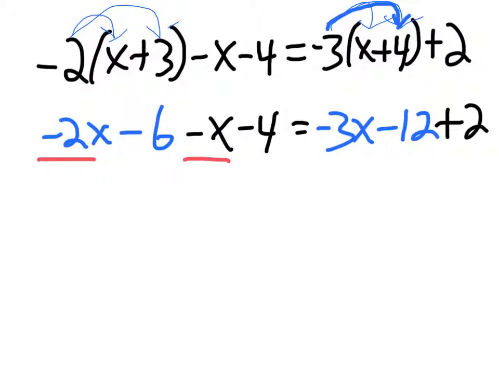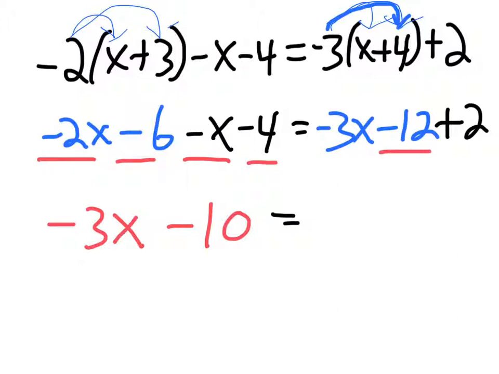These guys are alike. That's going to combine to make -3x, because -2 subtracted by 1 makes -3. And then these combine to make -10. And then over on the right side, the only like terms we can combine is -12 plus 2. That makes a -10. Because you had $12 in debt, you added $2 to your account. You're now $10 in debt.